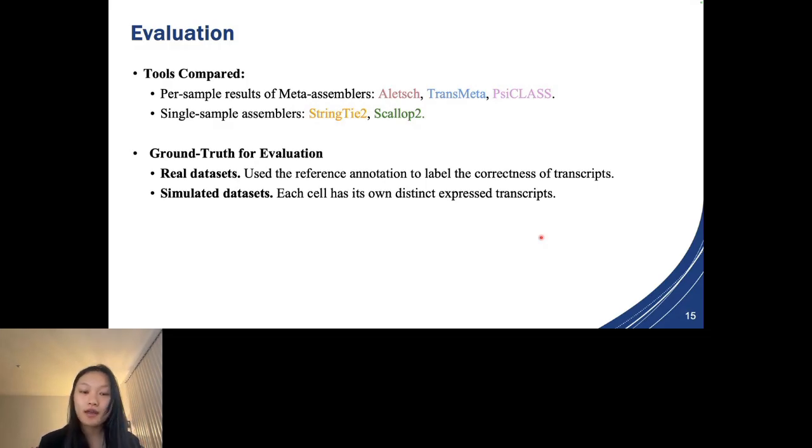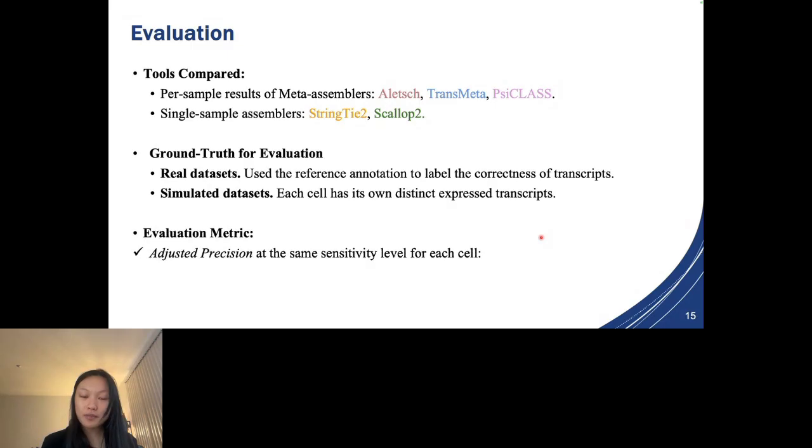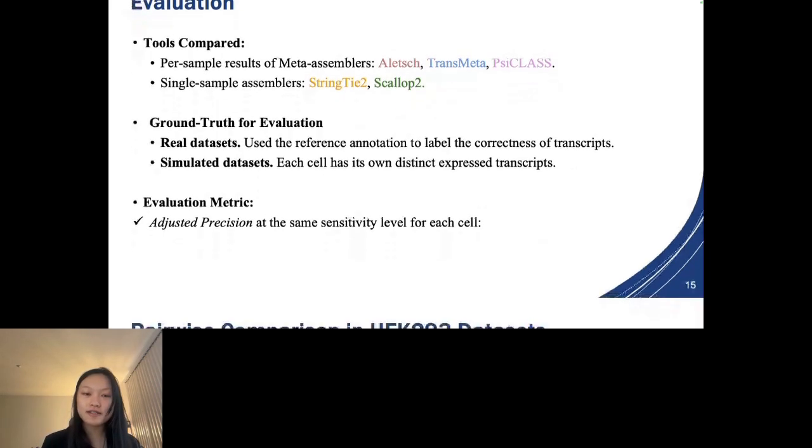As our primary evaluation metric, we used adjusted precision, which is calculated at the same level of sensitivity for each tool. This metric ensures a fair and direct comparison of how many false positives each tool produces when they are all identifying the same number of true transcripts. So let's look at the results.